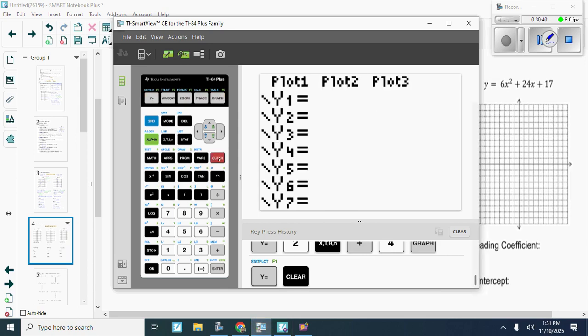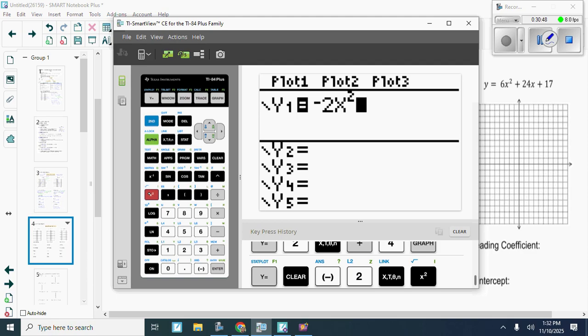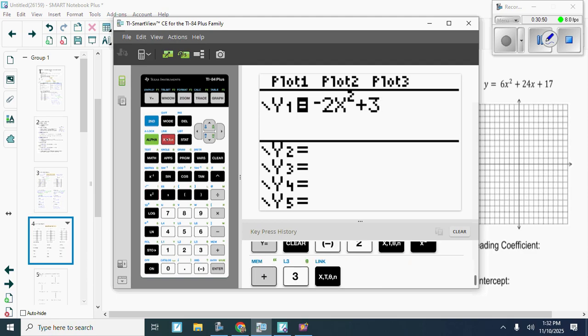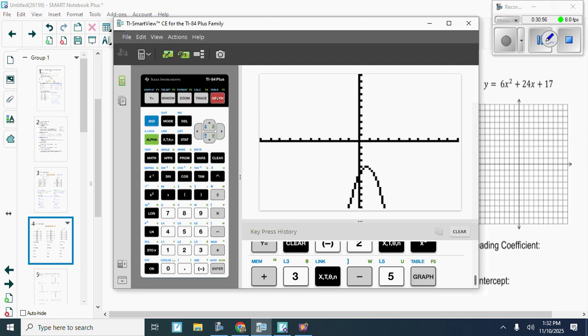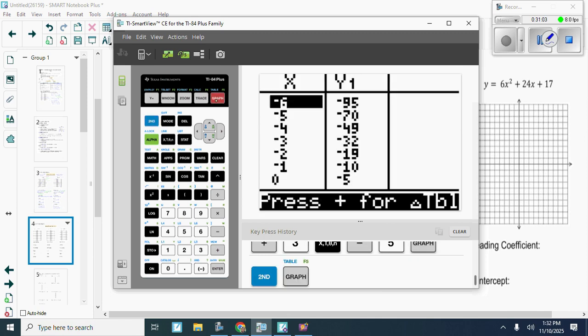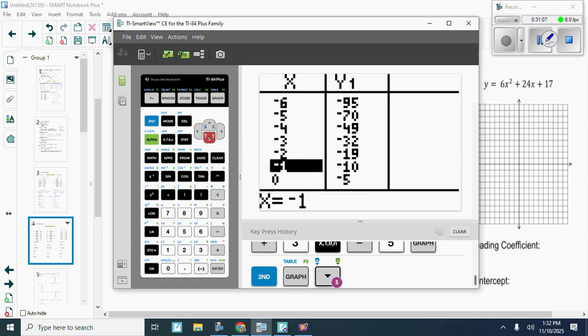We're going to clear what we had. Don't forget, you have to use the negative button, not the minus button. Negative 2x squared, plus 3x minus 5. Now we can use the minus 5. Let's graph it so we at least see something. There we go. And if you head over to second graph, that will give you your table of functions, or sorry, your table of values. Used the wrong word there.